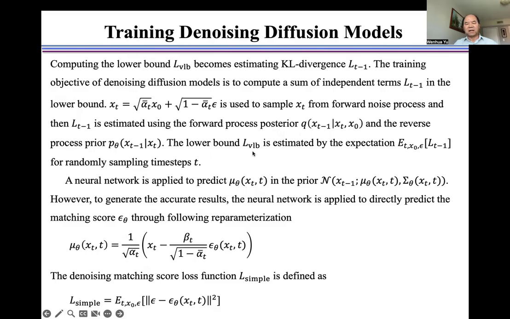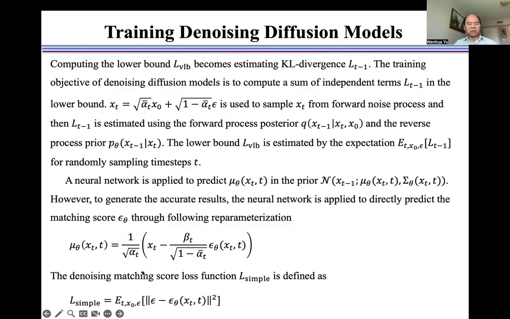The lower bound L is estimated by the expectation here for randomly sampled time steps t. A neural network is applied to predict mu theta in the prior. However, to generate accurate results, the neural network is applied to directly predict the noise epsilon theta through the following reparameterization here.